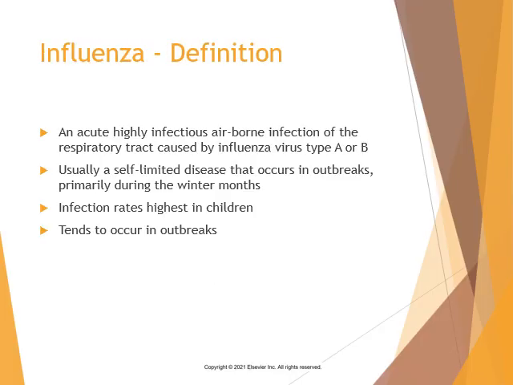Next up is influenza. This is an acute, highly infectious, airborne infection of the respiratory tract, influenza virus A or B. Usually this is self-limiting, occurs in outbreaks. We see this more in the winter months when people were cloistered inside. Infection rates are highest in children, and again, tends to occur in outbreaks.